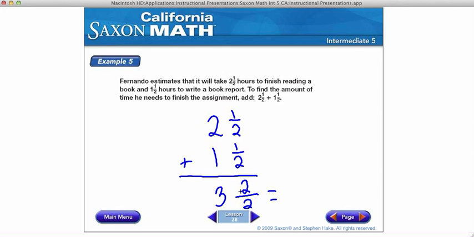But I know that 2 halves is the same as 1 whole. So I'm actually going to reduce or simplify this. Instead of 3 and 2 halves, I'm going to change this 2 halves to a 1 and add it to the 3. So it will take him 4 hours to finish reading the book and write the book report. Okay, so remember, whenever your numerator and denominator match, they're the same number, that means that it can be converted into 1 whole. And then I added that whole to the 3 hours to get 4.